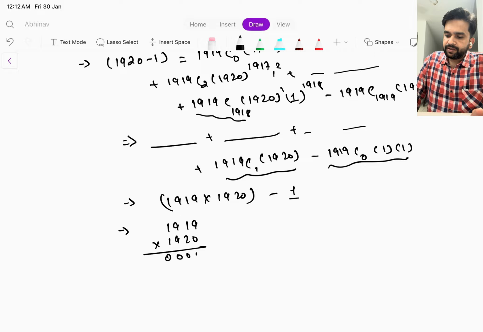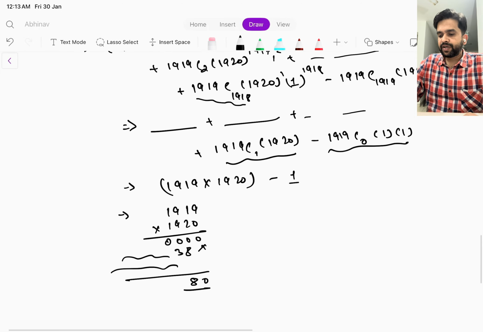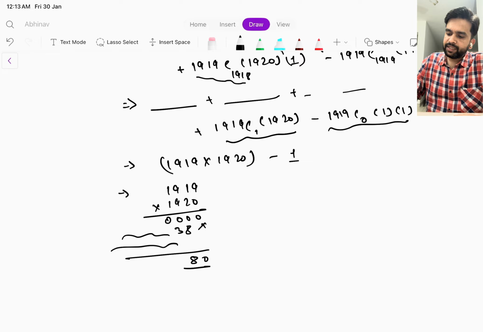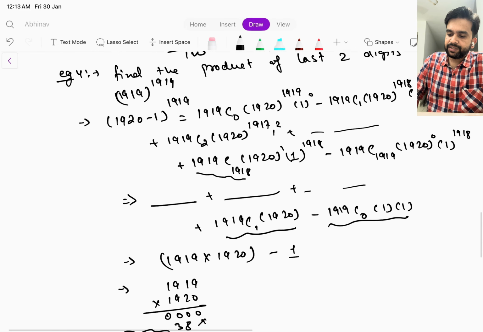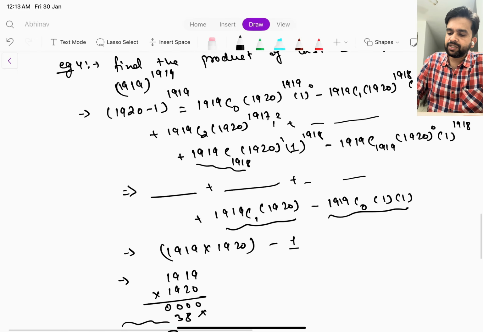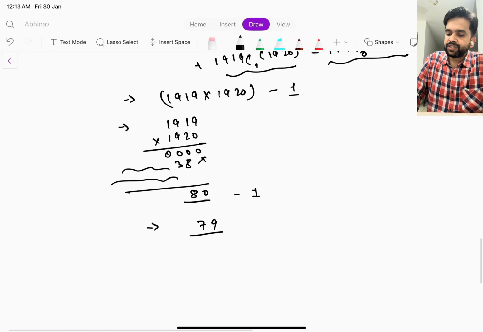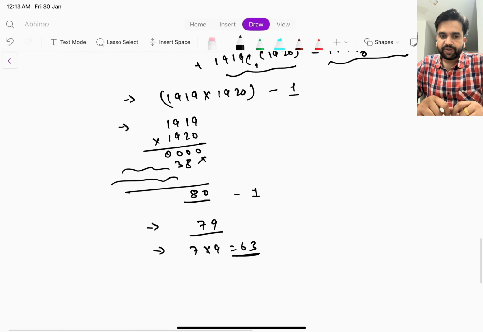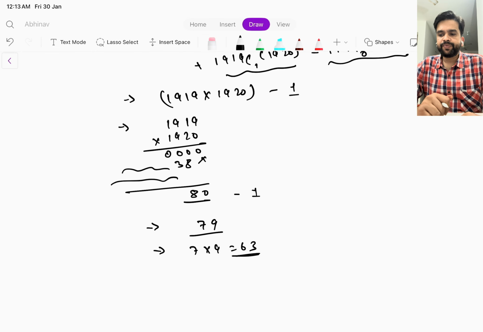So I'll obtain some number here and some number here. The last two digits in the product of 1919 into 1920 is 80. So the last two digits in this 1919 raised to power 1919 is 79. The question is asking us to find the product of last two digits. So the product of last two digits is 63. This is one of the subtopics of binomial theorem, which is called the remainder theorem. Thank you.